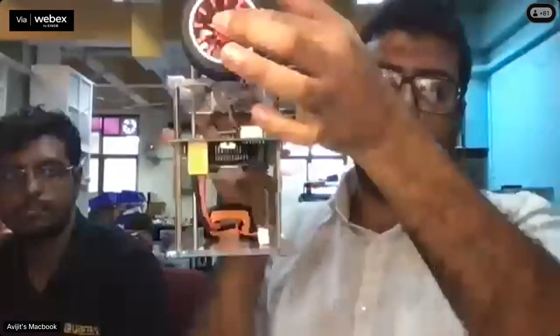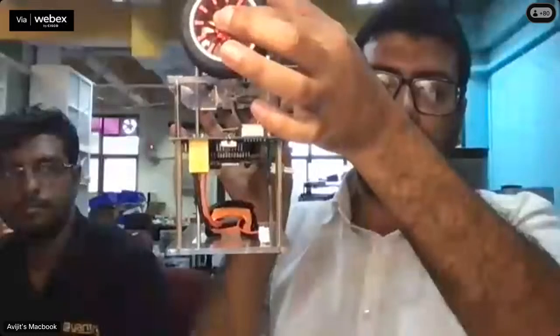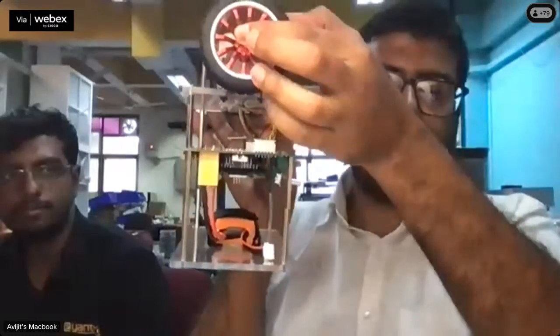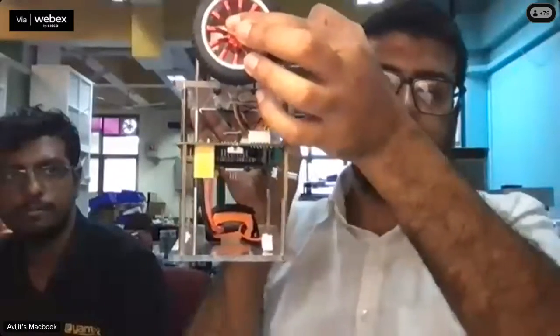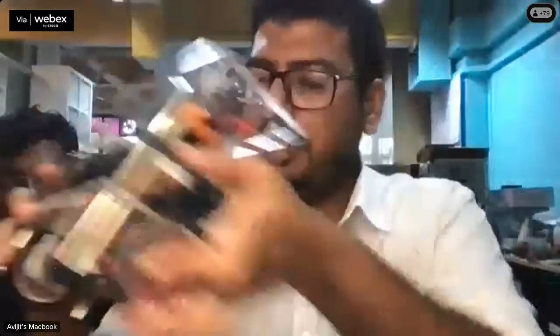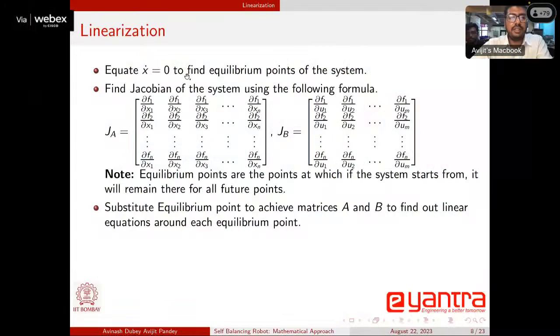So for example, let us suspend this as a pendulum. This is a stable situation, and because of this, no state is changing, neither the angle of the wheel nor the angle of the board. So when the system is in equilibrium, the rate of change of states becomes 0. Once we find the equilibrium point, we'll linearize the system equations by taking Jacobians around the equilibrium point, and this will give us the A and B matrix of the system.